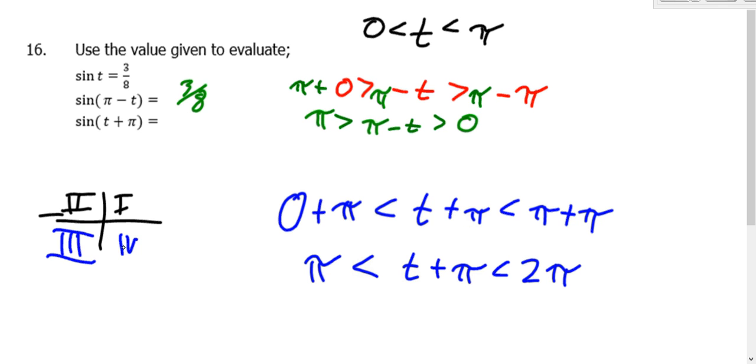4. No matter what, in quadrant 3 or 4, that's going to be a negative answer for sine, so it's negative 3/8. It will always be the same fraction. The quadrant just tells you if it's going to be positive or negative with the same fraction.